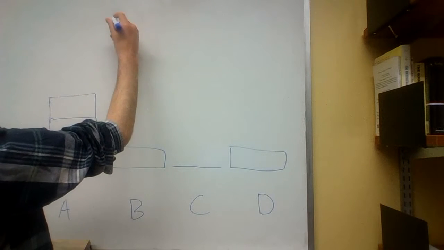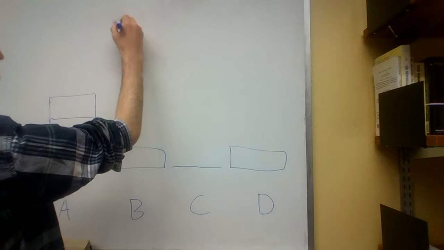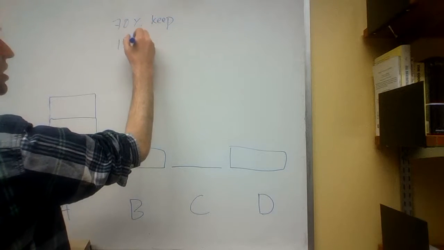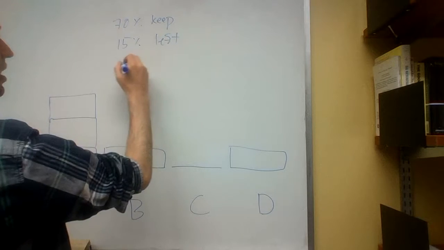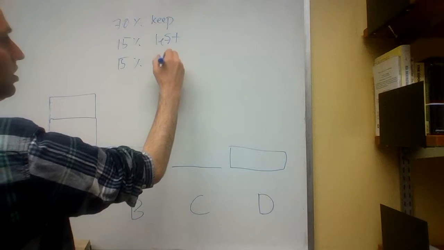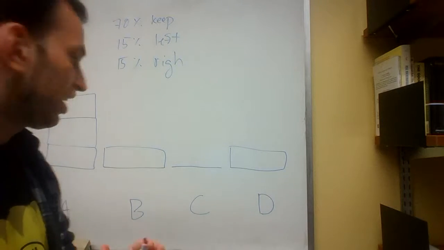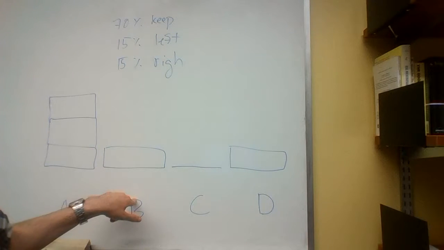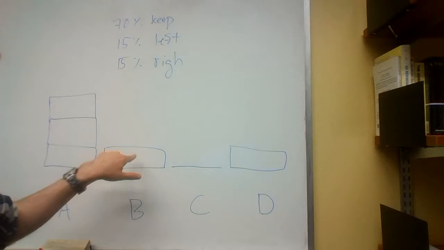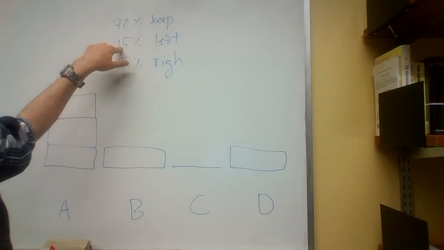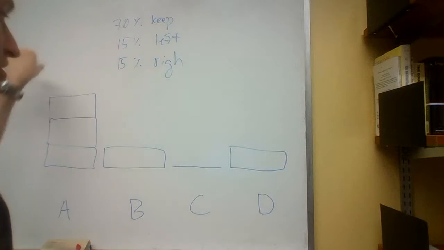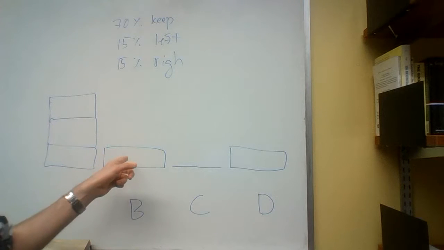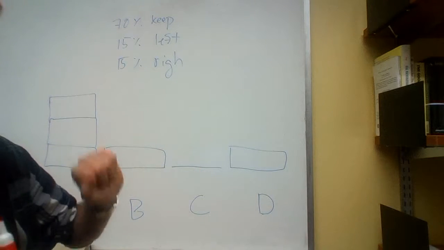So let's decide on the probabilities. So maybe it's going to be something like 70% keep and 15% left and 15% right. So at each turn, each kid, so take for example B, thinks what they're going to do. So B is going to decide with 70% probability to just keep their candy bar. With 15% probability, they're going to decide to pass the candy bar to the left. And with 15% probability, they're going to decide to pass the candy bar to the right.